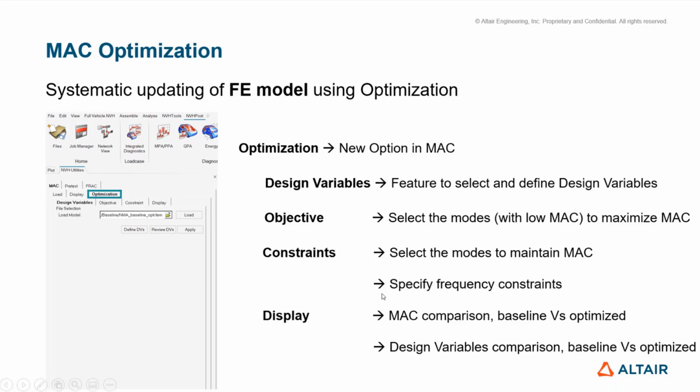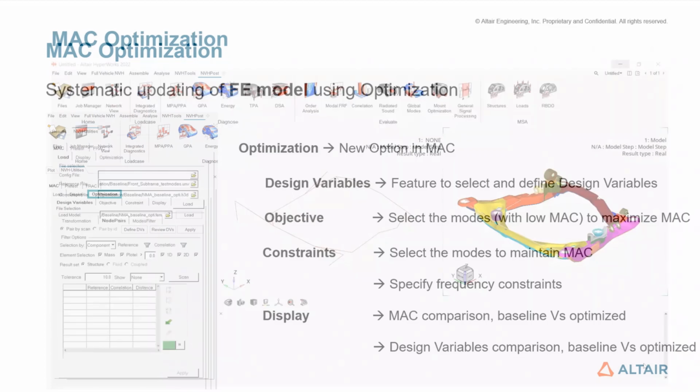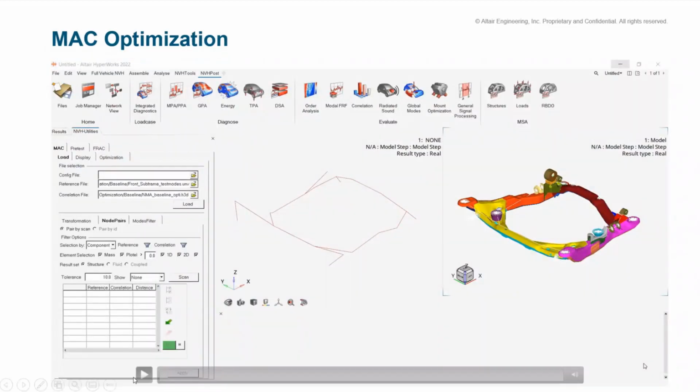And once the optimization is complete, then in the display tab, the user will be able to see the MAC comparison between baseline and optimized, and also compare the design variables, how they have changed from baseline to optimized. So this is a seamless workflow which allows users to set up the optimization process, run it, and finally view the optimization results. So let's look at the implementation. This video will show you.